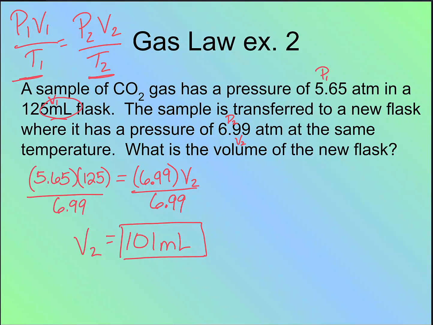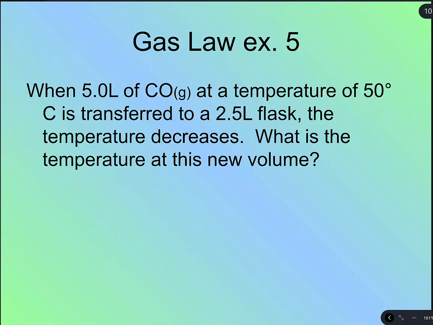Now, how did I know I needed three digits? You will notice that in the P1, it's 1, 2, 3 digits. In V1, it is 1, 2, 3 digits. And in P2, it's 1, 2, 3 digits as well. So I round my answer to 3 digits. Okay, so that was example one. Let's go on to example two.